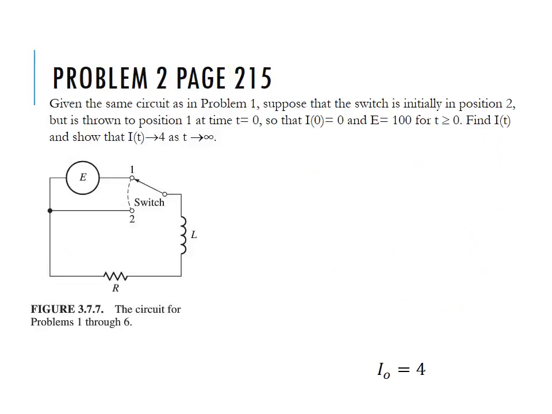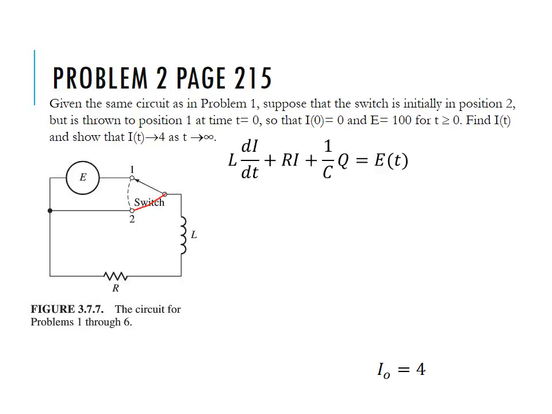Alright, so let's do an example. Let's look at problem 2 on page 215. It says, given the same circuit as in problem 1, which is this circuit right here, suppose that the switch is initially in this position and it gets thrown to this position, position 1, at t equals 0, so the current is equal to 0 at t equals 0, and E is equal to 100 for t greater than 0. Find the current and show that the current goes to 4 as t goes to infinity.